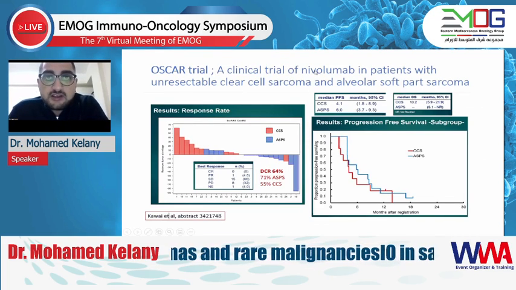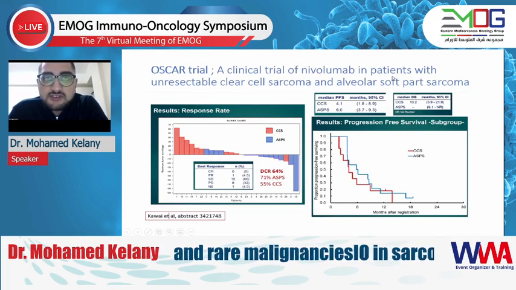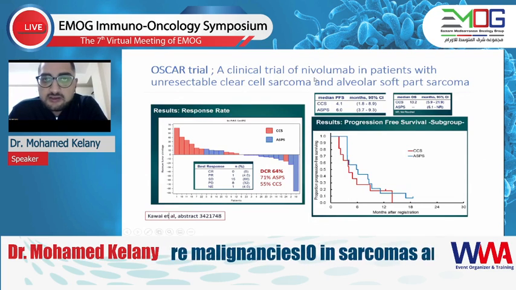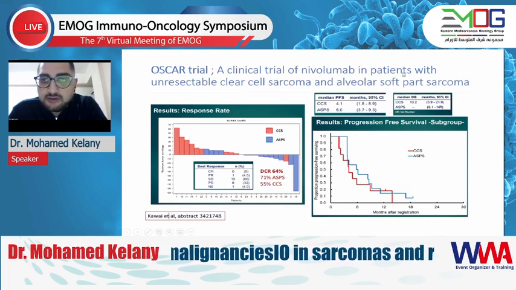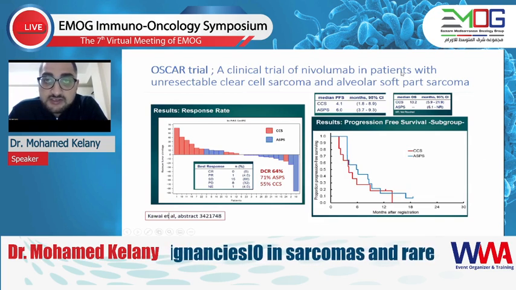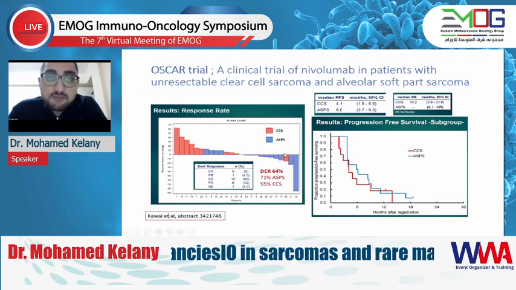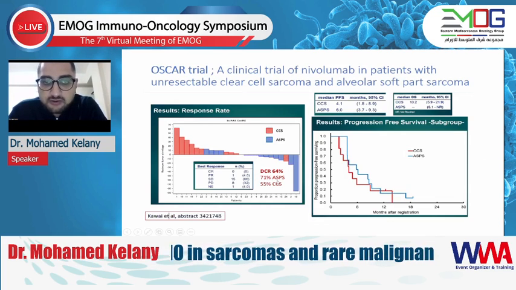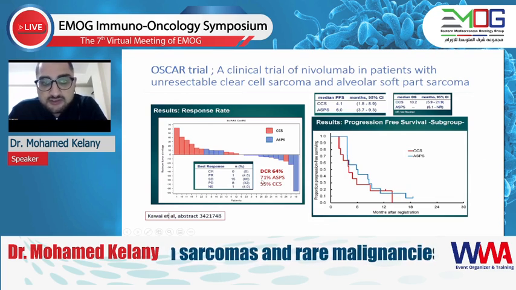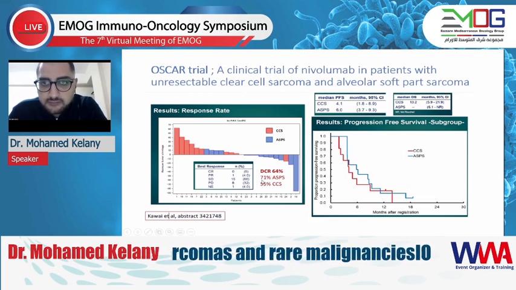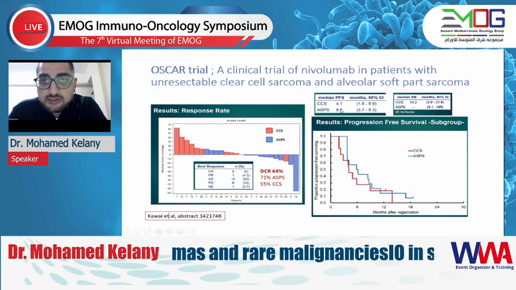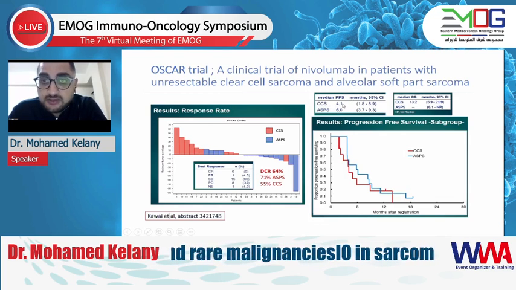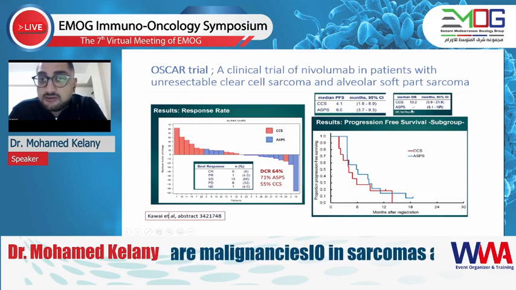We also tested nivolumab in patients with so-called ultra-rare sarcomas, clear cell sarcoma and alveolar soft part sarcoma, which interestingly showed some sort of response or a durable response, especially for alveolar soft part sarcoma. The collective response reached 70%. The median progression-free survival was 6 months, and in clear cell sarcoma 4 months. And the median overall survival was not reached.